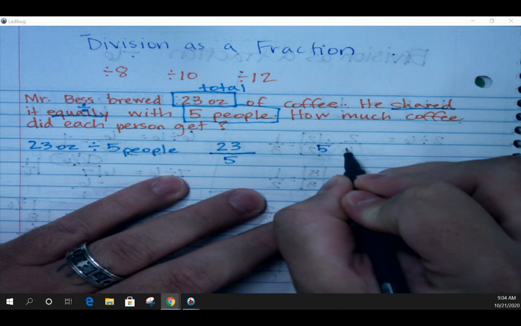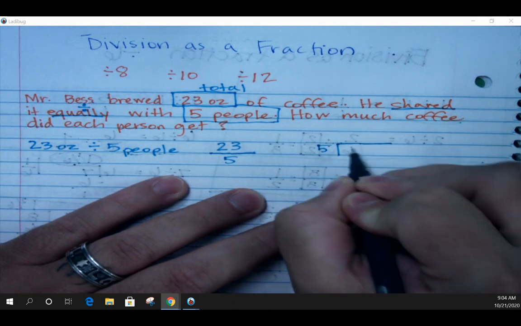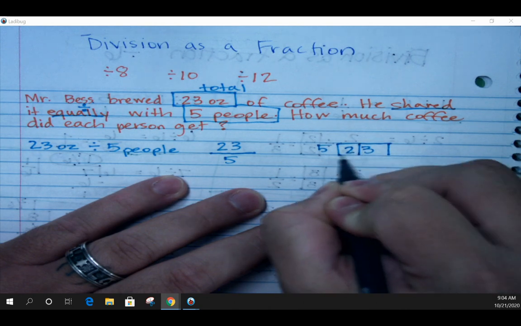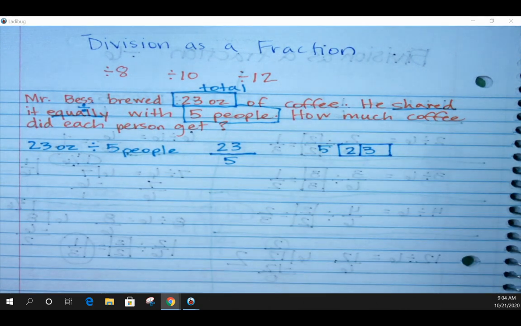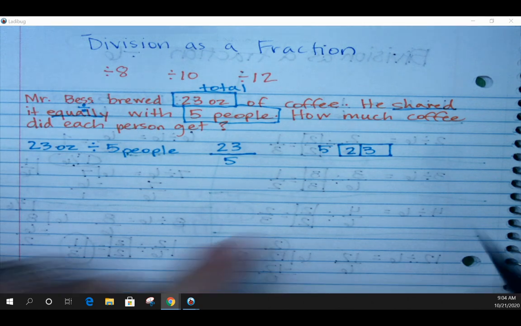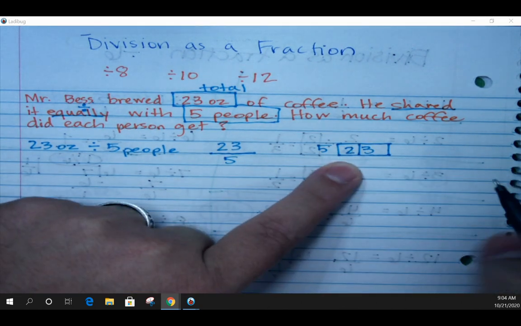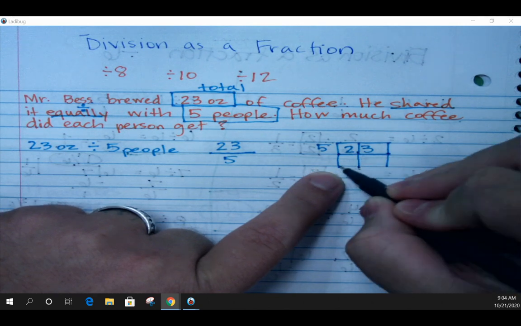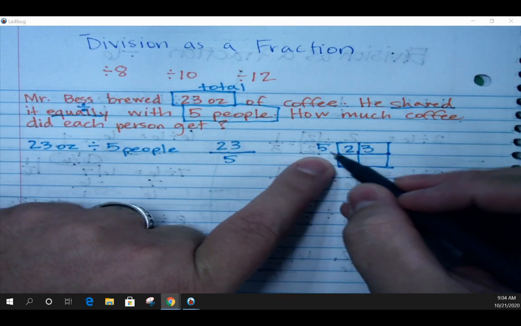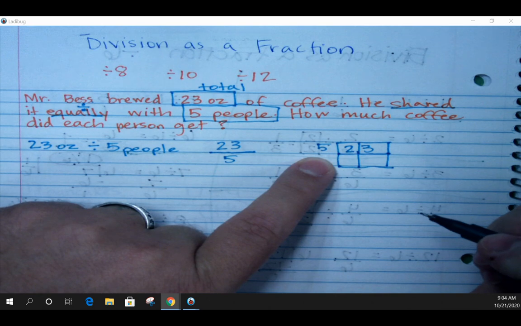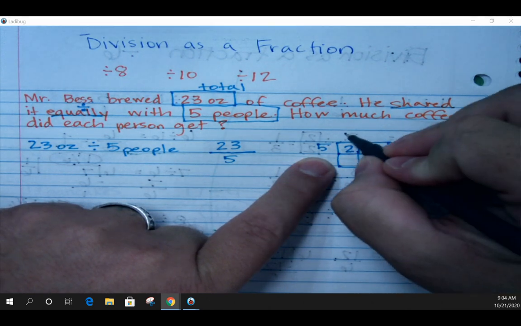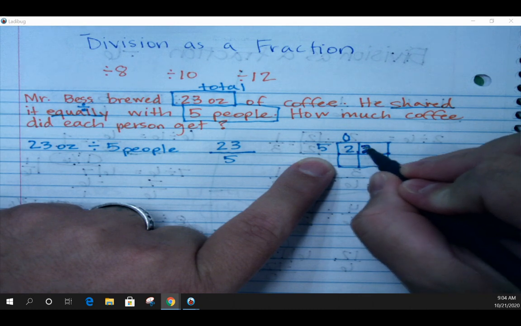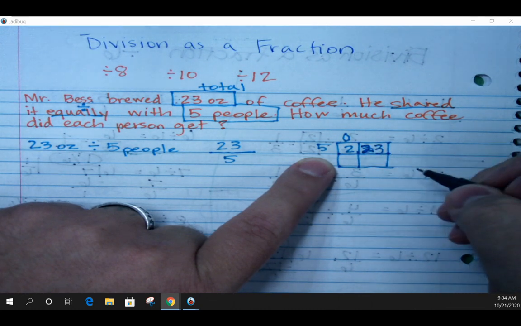5 into 23. Now, Miss Hussey, on the test you're going to take, has set it up like this for you already. Remember doing this? How many times will 5 go into 2? 0. So then you move the 2 over here, 23.